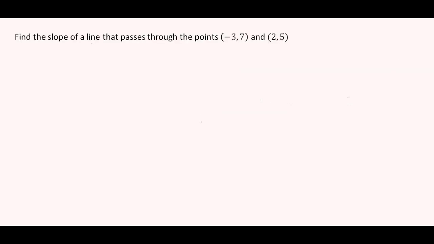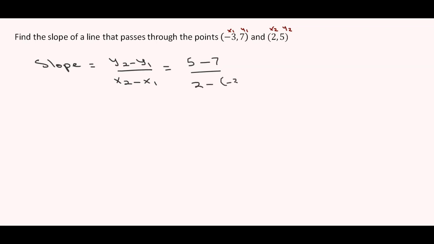Find the slope of a line that passes through the points -3, 7, and 2, 5. So what I'm going to do here is make this my x1, y1, x2, y2. So here our slope is going to be, I always have this habit of writing out my formula first, y2 minus y1 over x2 minus x1. Now we can substitute. y2 is 5, y1 is 7, x2 is 2, x1 is -3.